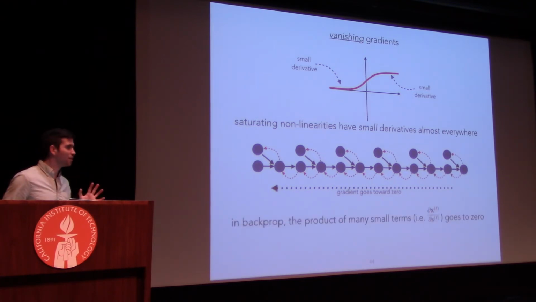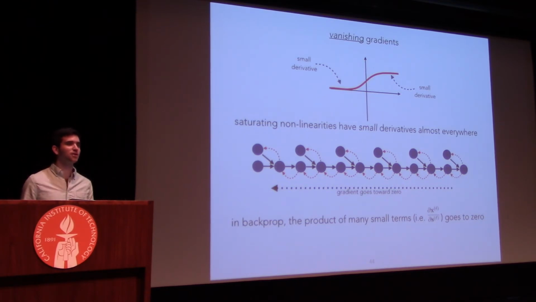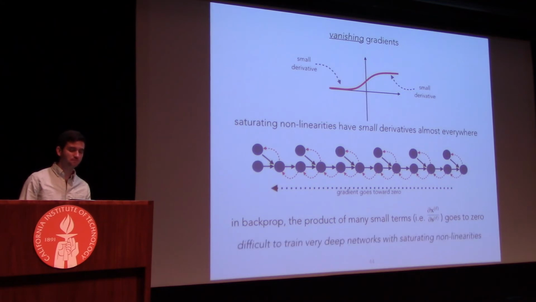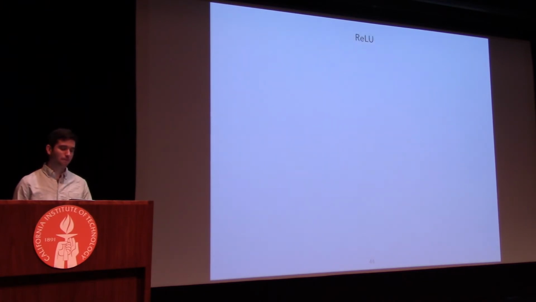So again, if we have a product of a bunch of really small terms, our gradients are going to vanish. They're going to go towards 0. And this makes it difficult to train deep networks. That's why people typically focused on just having one hidden layer between their input and output, or maybe 2.